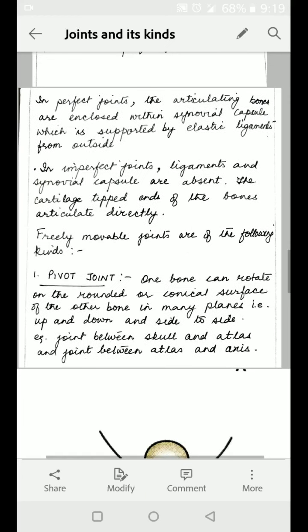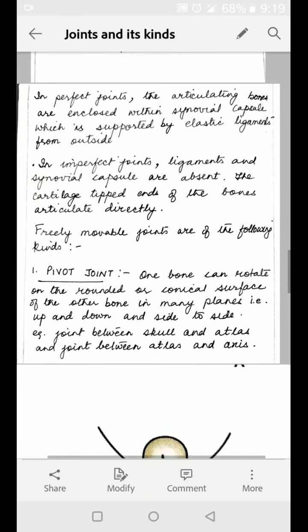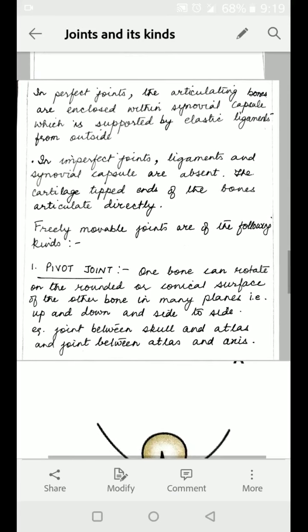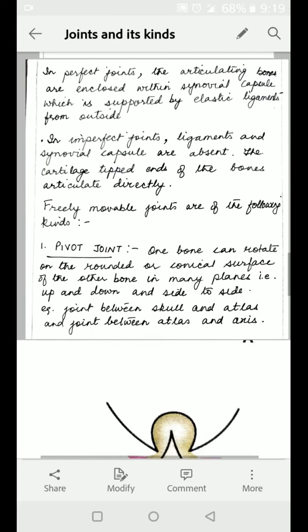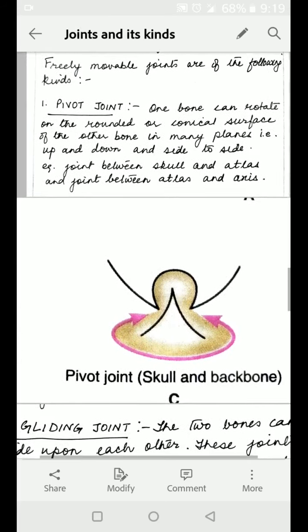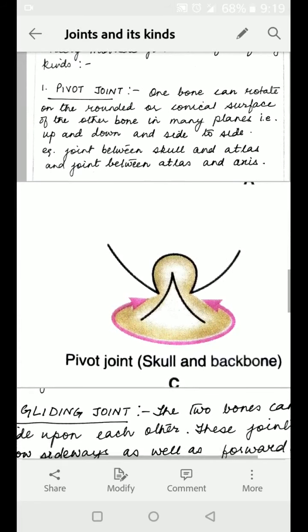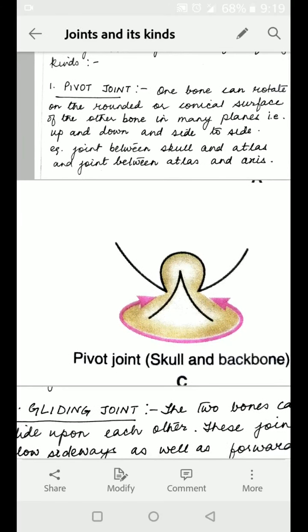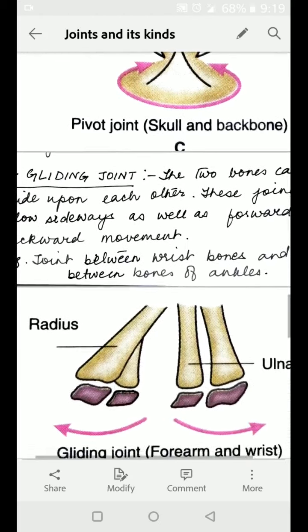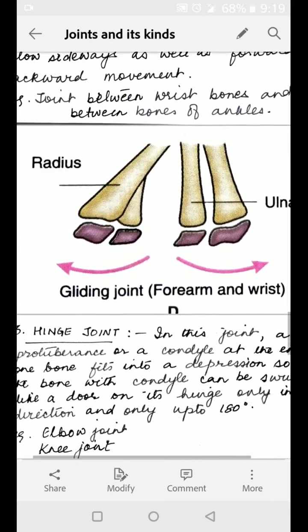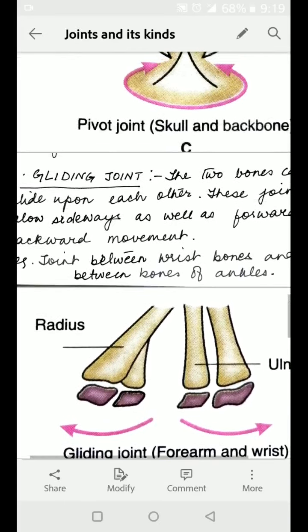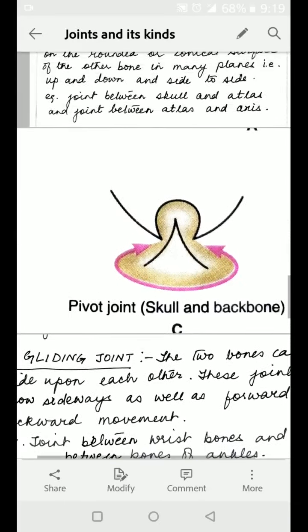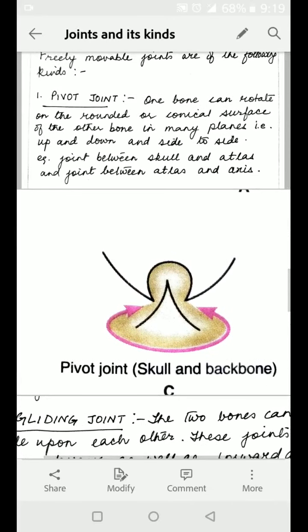And we will now be discussing the 5 different kinds of movable joints which I had named a little while ago. The pivot joint, gliding joint, hinge joint, saddle joint, and ball and socket joint. We will be discussing each of these 5 joints one by one. So we begin with the pivot joint.